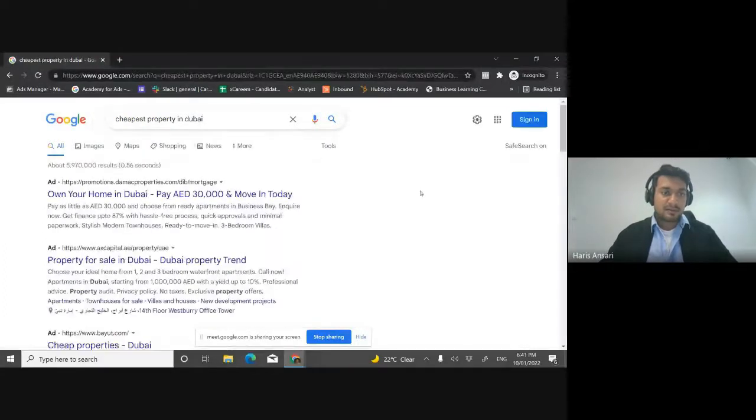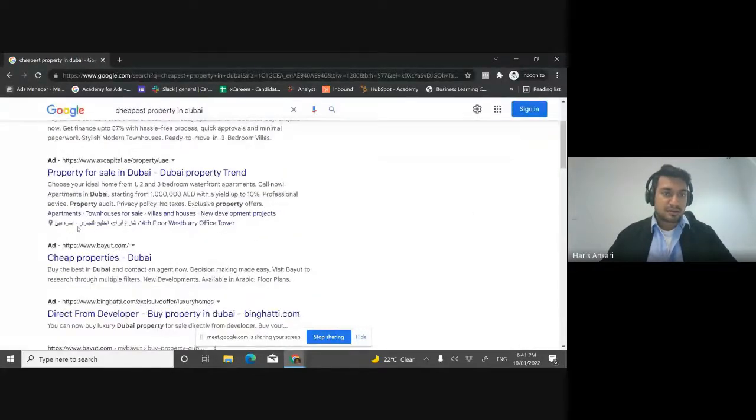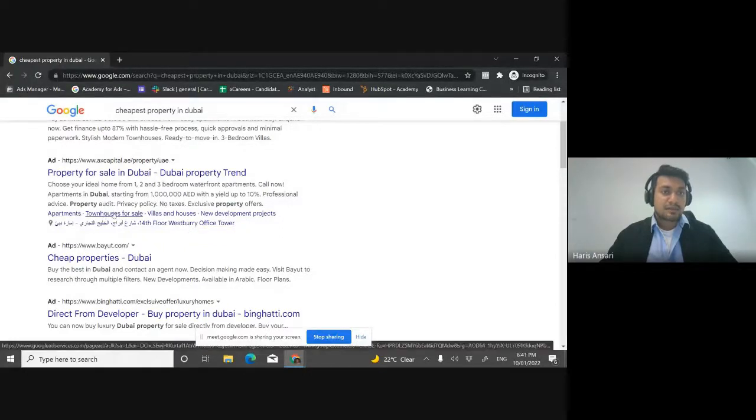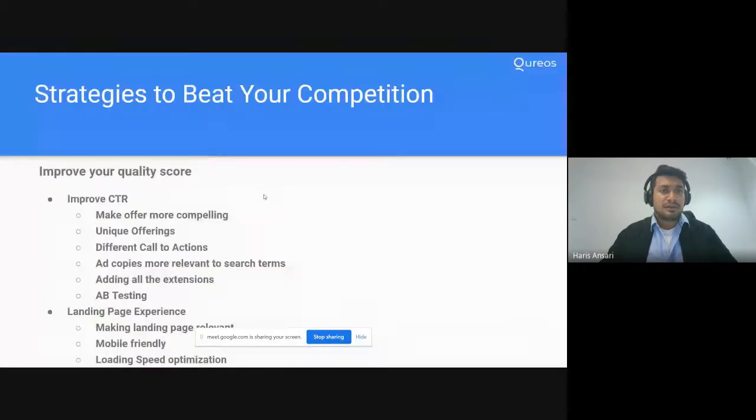Not very often we get that, but see, there is location near the ad. There are clickable links below the ad. These are the extension. There are 9 to 10 different extension which you can have in your ad copies. It can be location, it can be phone number, it can be other site links to your website. So use all the extension which are possible to use in order to make your ad more visible and stand out from your competitors.